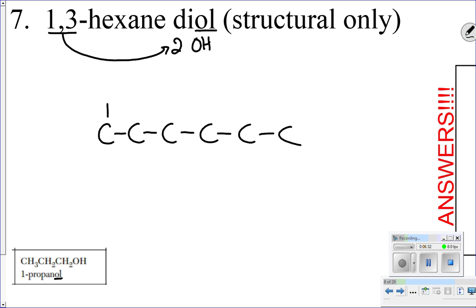So on my end carbon, I'm going to draw 1. On my second, third carbon, I'm going to draw another one. And then I just simply have to fill in my bonds.